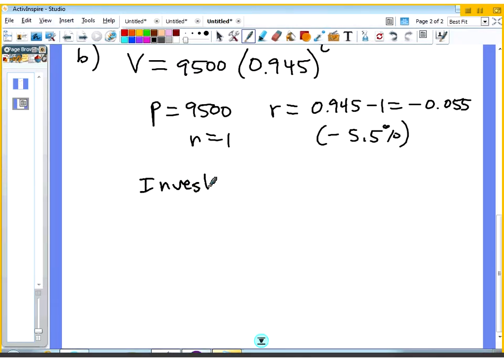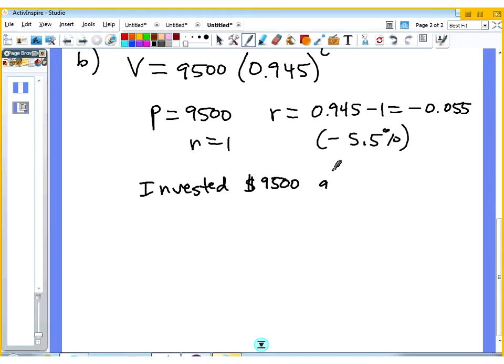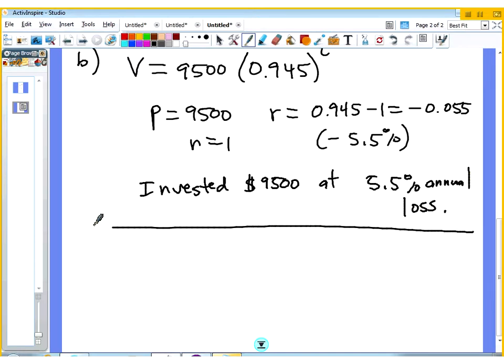So you could say you invested $9,500 at a 5.5% annual loss. So every year you lose 5.5% of your investment. You know, it's possible this could actually be something like real life, like a car loses value over time, right? So it's not a good investment to make money off of.